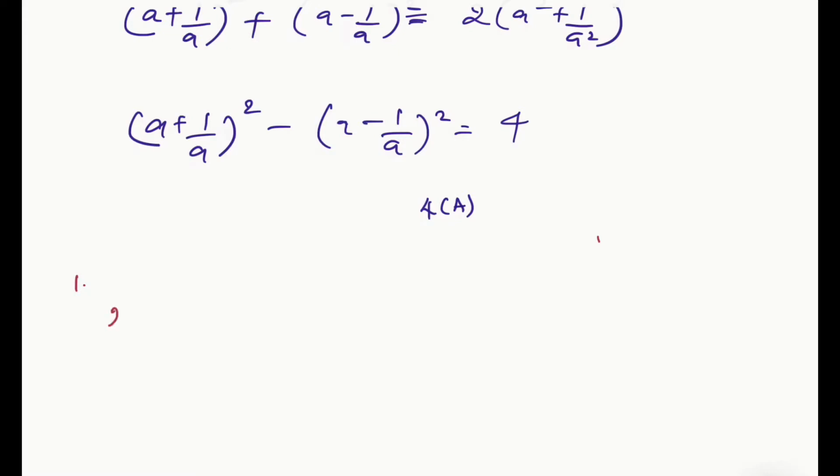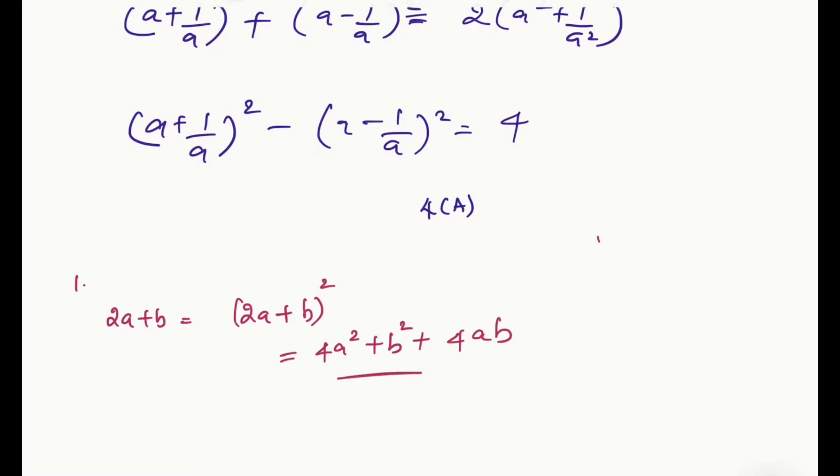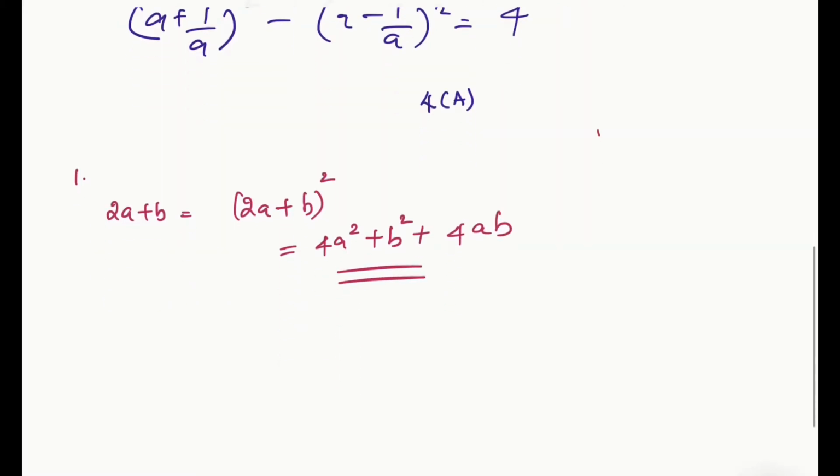Starting with exercise 4a, let me start with the first main. Find the square of 2a plus b. How do we take the square? We can take it as (2a plus b) the whole square equal to (2a) square, that is 4a square, plus b square plus 2 into 2b, that is 4ab. You will get it like this. Coming to the second sub question, let me do the third one. The second one you can do yourself.